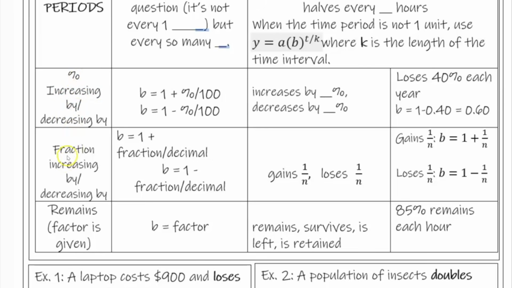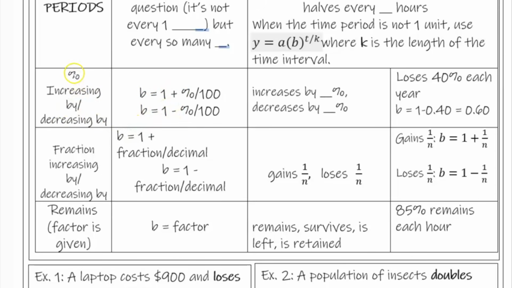If it's a percent or if it's a fraction or decimal. Okay, this is fraction or decimal. So increasing by, decreasing by a percent and a fraction. The only difference between the percent and the fraction with the word by is that percent always divides by 100. Okay, percent always divides by 100. So you'll see it's the exact same thing. If it's increasing, it's 1 plus. If it's decreasing by, it's 1 minus.